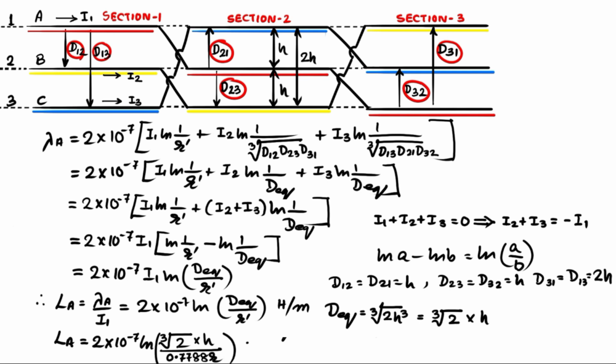Further simplification gives L suffix A equals 2 into 10 to the power minus 7 multiplied by logarithm of 1.6177 multiplied by h divided by R Henry per meter. This is also the final expression for the inductance per conductor of a transposed three-phase transmission line with vertical conductor spacing. This is because here every conductor occupies every position with equal interval.